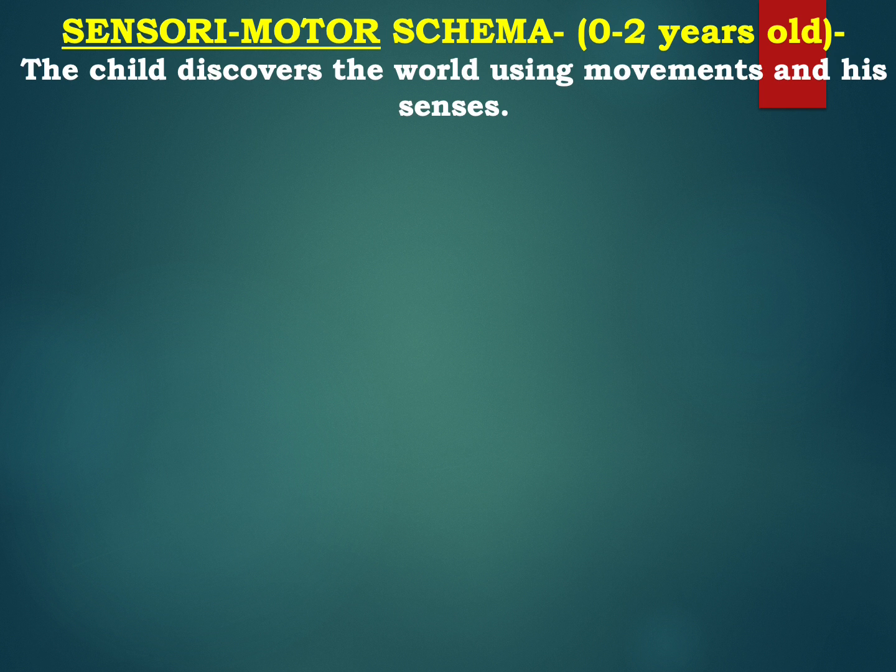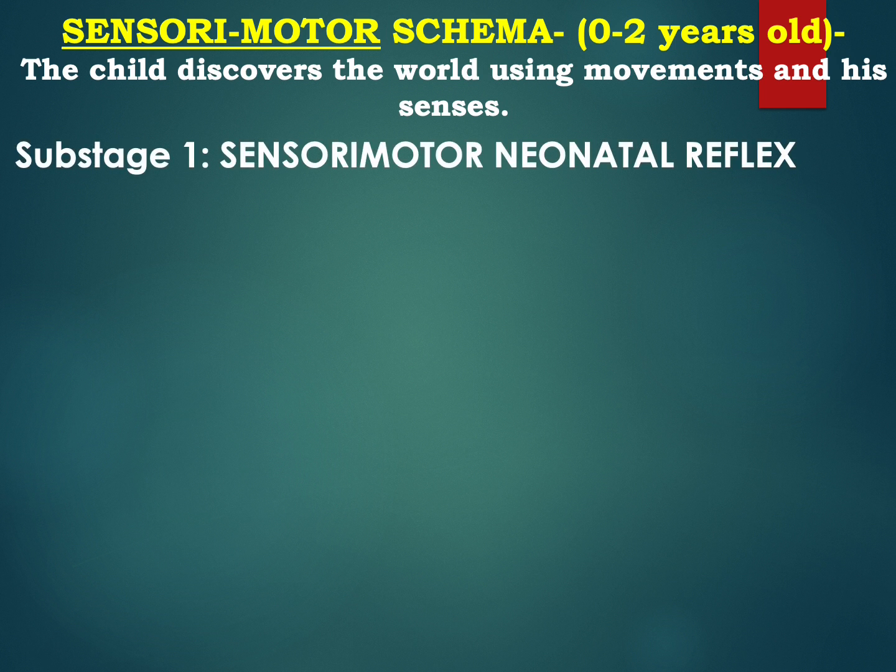Now, the first schema is what we call the sensory-motor schema, and it happens during the first 2 years of life. The child, during this period, discovers the world using his movements and his senses. That's the reason why this schema is called sensory-motor, because the world is being discovered by the child using his movement and his senses. Always remember that in your sensory-motor stage, it has several sub-stages.